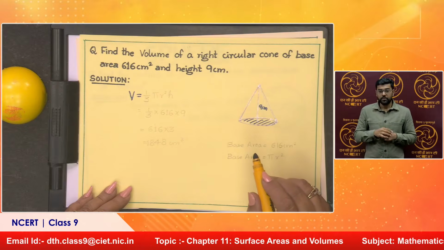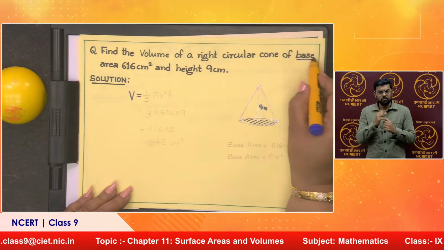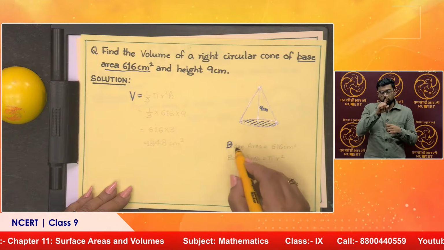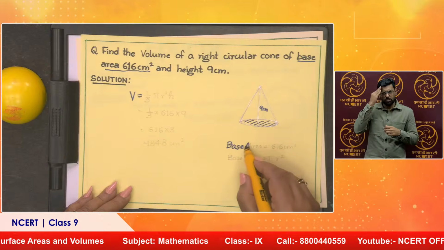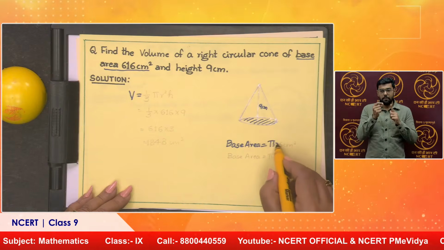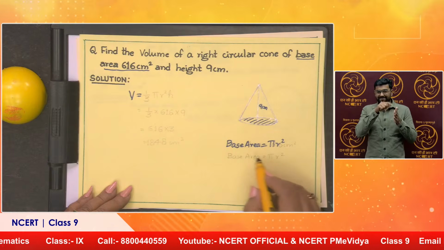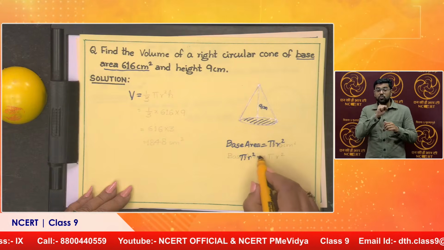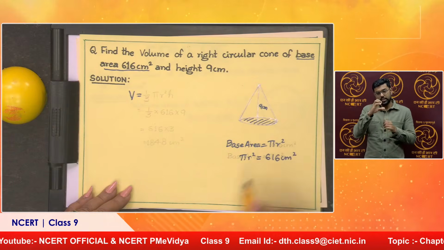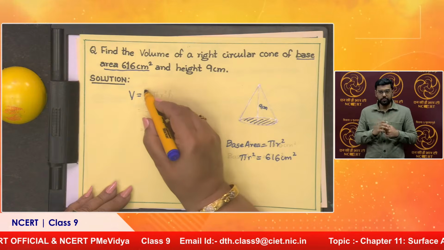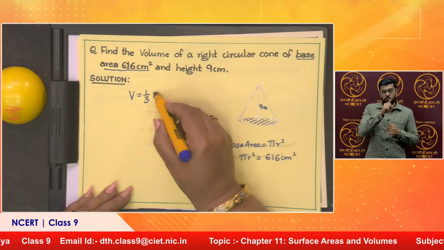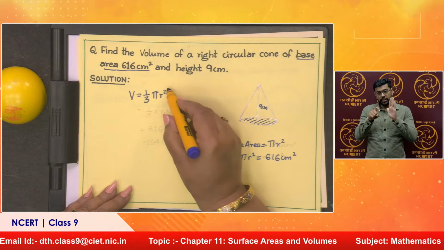You have to understand the question very carefully, children. He says the base area is 616 centimeter square. As I know the base is circular, what will be the area of the base? Yes, it is pi r square. So the value of pi r square is already given to me in the question as 616 centimeter square. Right? So what is the formula to calculate the volume of a right circular cone? It is 1 upon 3 pi r square h.